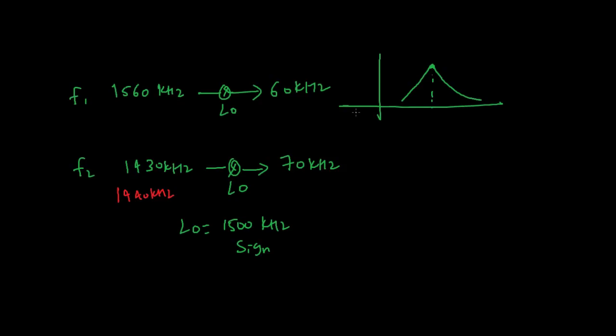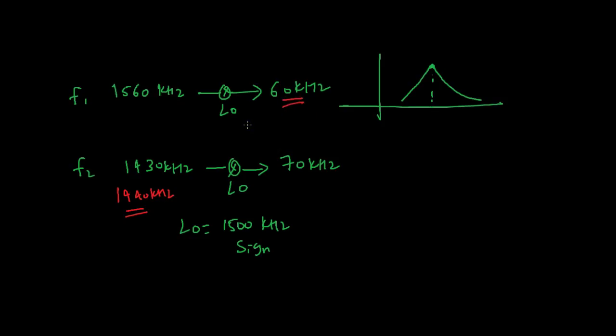So what happens if it were not the image frequency but a little less than the image frequency? Why will interference not occur? That is a good question actually. As you can see, this 1560 kilohertz which I had taken as an example will first mix with the local oscillator to give the intermediate frequency of 60 kilohertz.